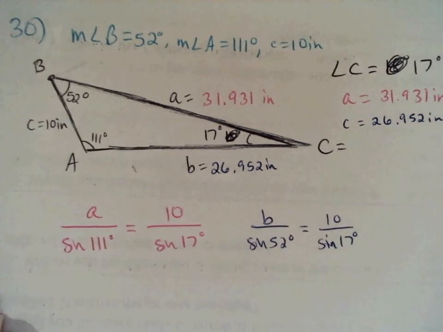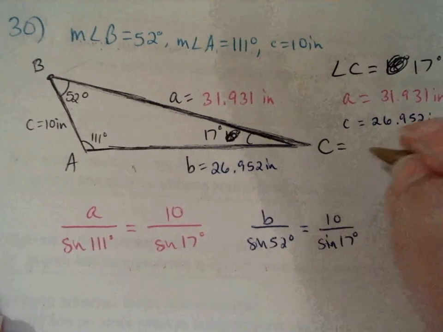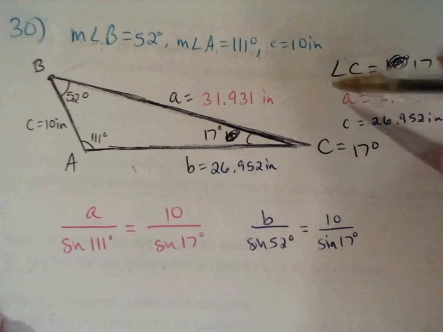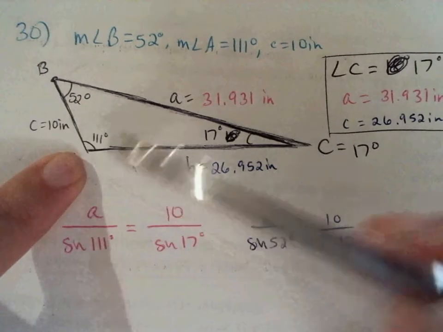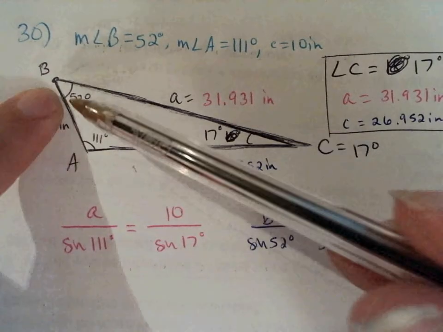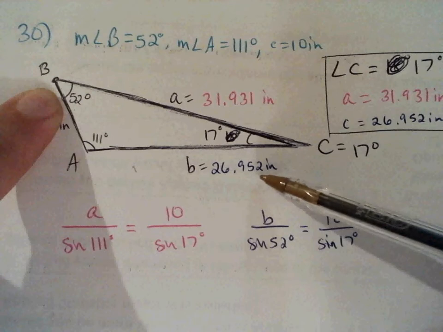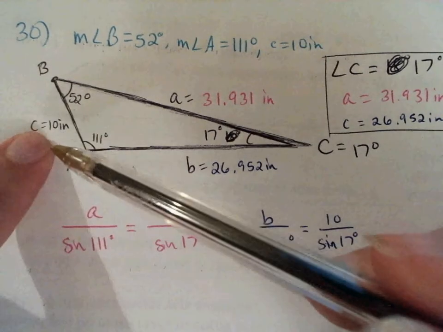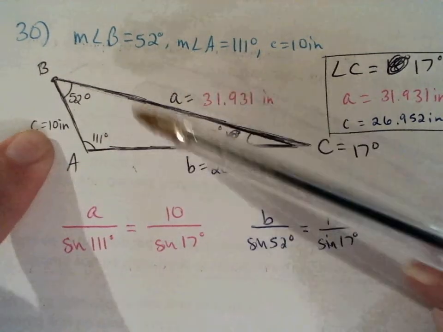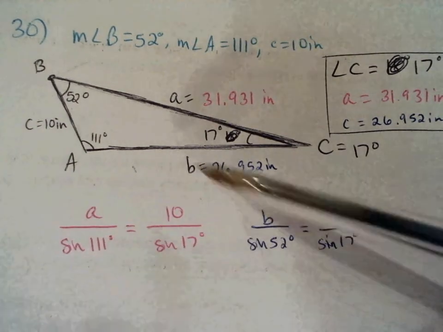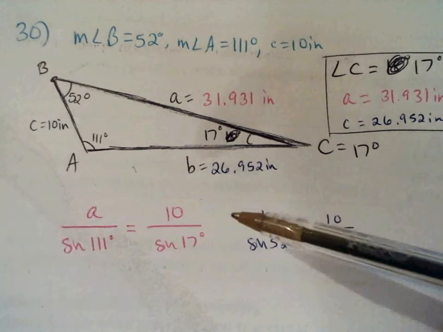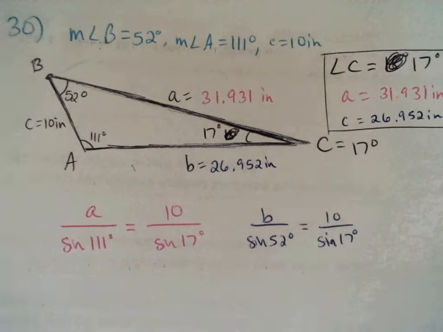And that makes sense in the grand scheme of things. Let me see. What did I work that was 17 degrees? Okay. So as far as my answer goes, 111 got 31.931, 52 got 26.952, and 17 degrees got 10 inches. This will not work with the Pythagorean theorem because it's not a right triangle. So you have to use law of sines, use your angle and side pair that you've got.